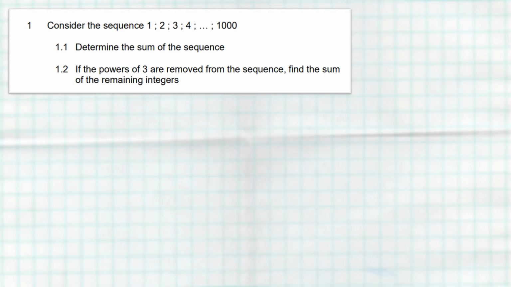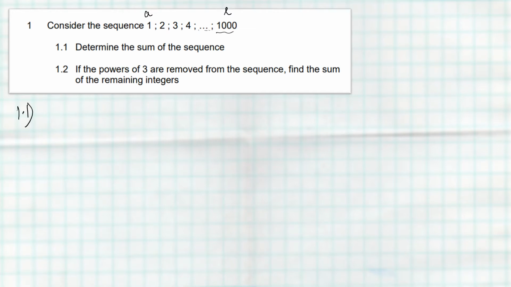The first one says, consider the sequence 1, 2, 3, 4 up until 1000. We know that 1 is our first term and 1000 is our last term, because they show it is moving, then it's ending at 1000. So the first question says 1.1, determine the sum of the sequence.